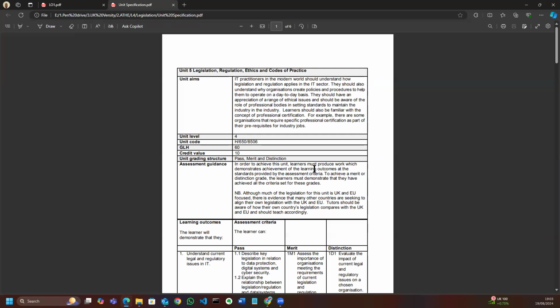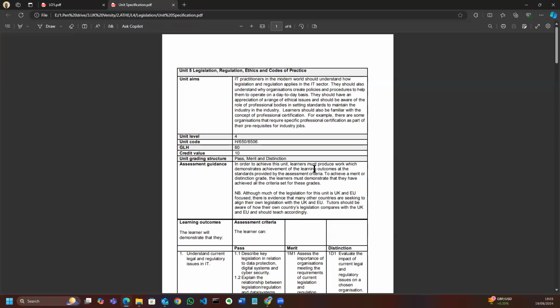They should also understand why organizations create policies and procedures to help them operate on a day-to-day basis. They should have an appreciation of a range of ethical issues and be aware of the role of professional bodies in setting standards to maintain the industry. The learner should also be familiar with the concept of professional certifications.